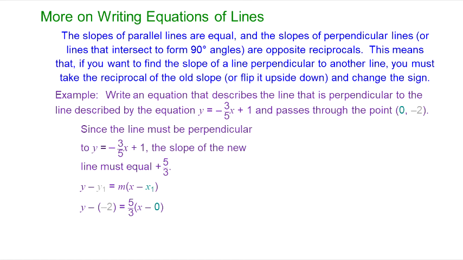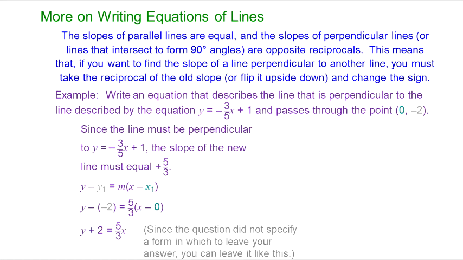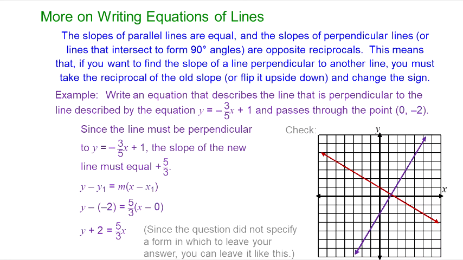Now I can simplify the equation slightly by noting that y minus -2 is equal to y plus 2, and that x minus 0 is equal to x. Since the question did not specify a form that I should leave my answer in, I can leave it like this. And finally, I can check my answer by graphing both lines. The original line is the line in red here, and the new line is the purple line. Note that they do appear to intersect to form 90-degree angles, and that the new line does pass through the point 0, -2.